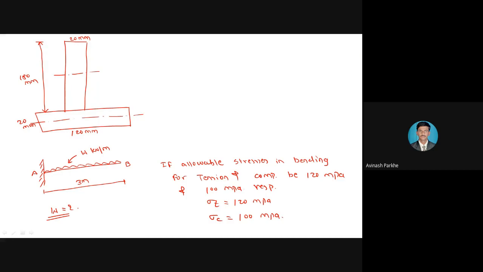Determine safe value of UDL. So safe value of UDL we have to calculate. Both the stresses, sigma T and sigma C, are also given. Now go for the calculation first. Tell me the previous values. It is bending moment in the form of W, y bar distances, and the moment of inertia. Okay, tell me all the important parameters.